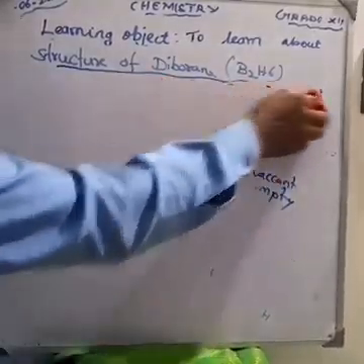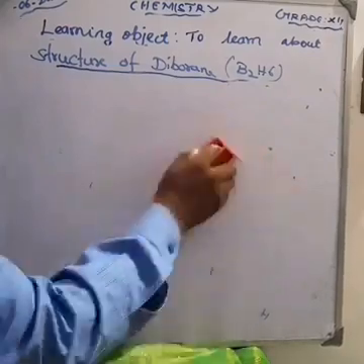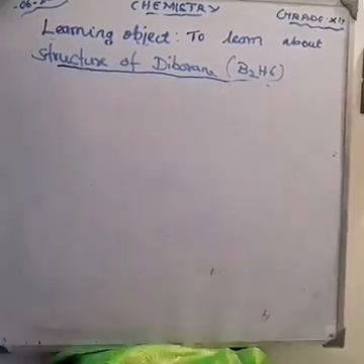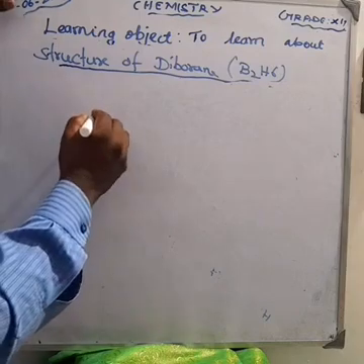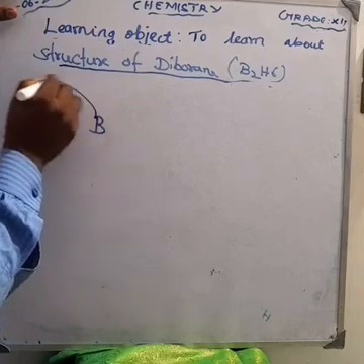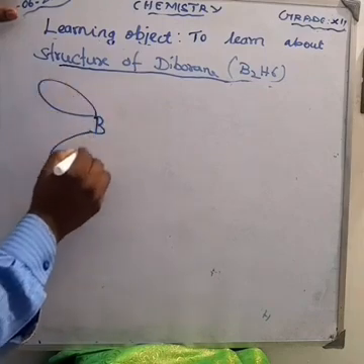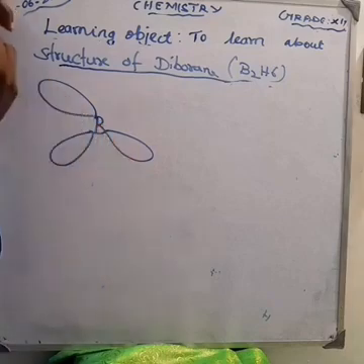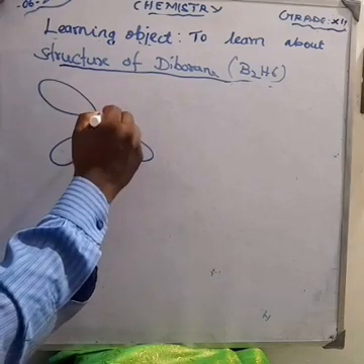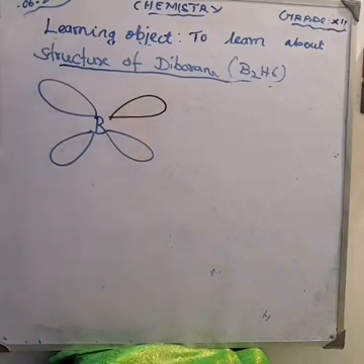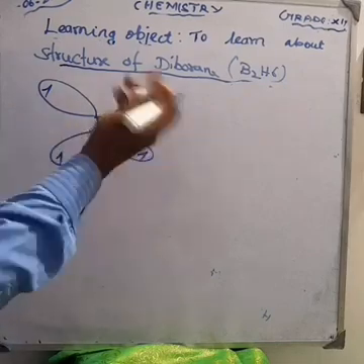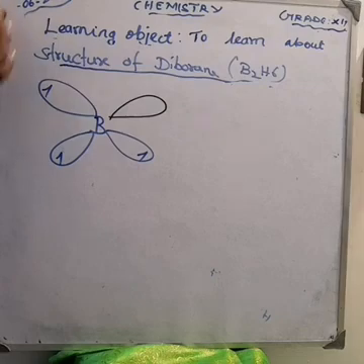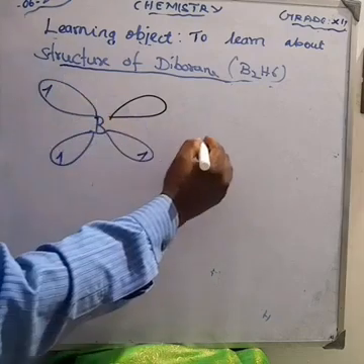This boron has 4 orbitals, am I right? First I am drawing boron having 4 orbitals. This is the first orbital, this is the second orbital, this is the third orbital, this is the 4th vacant orbital. Can you understand, my dear children? Each of the first three orbitals has 1 electron, and this one is the vacant orbital.